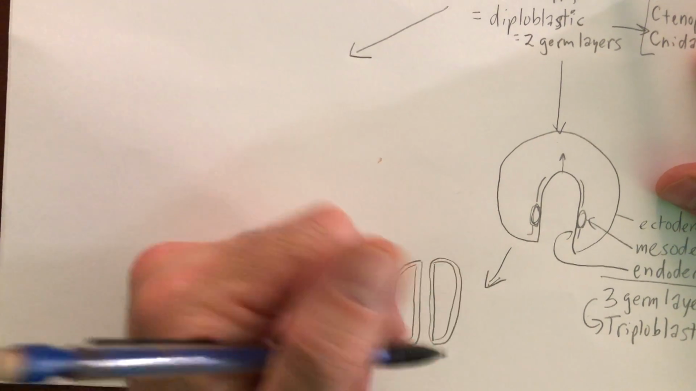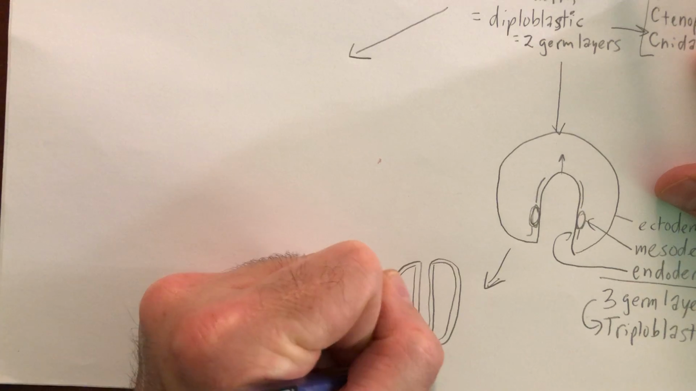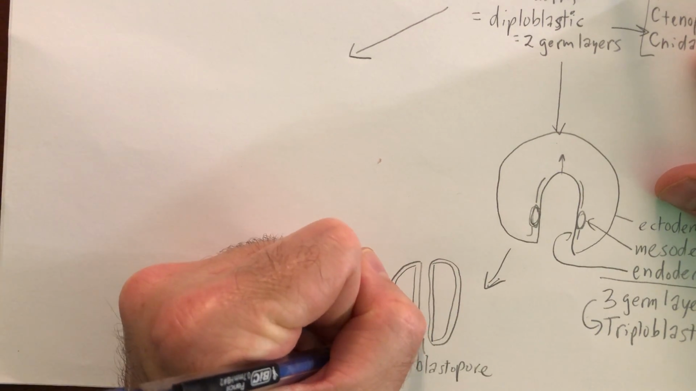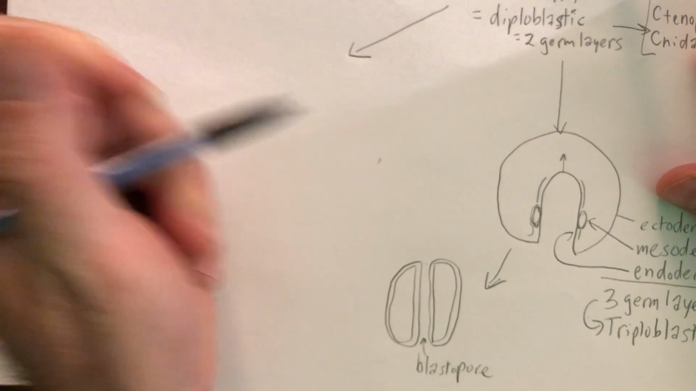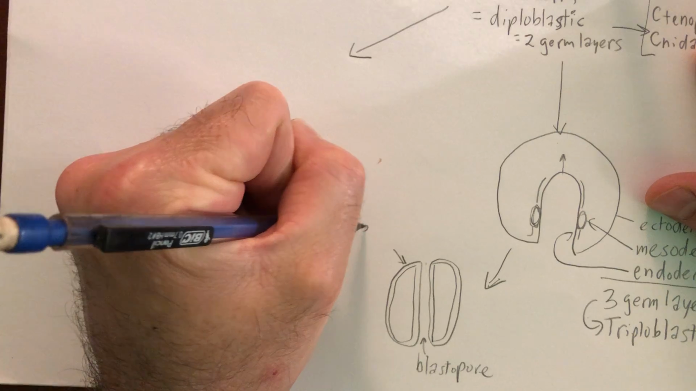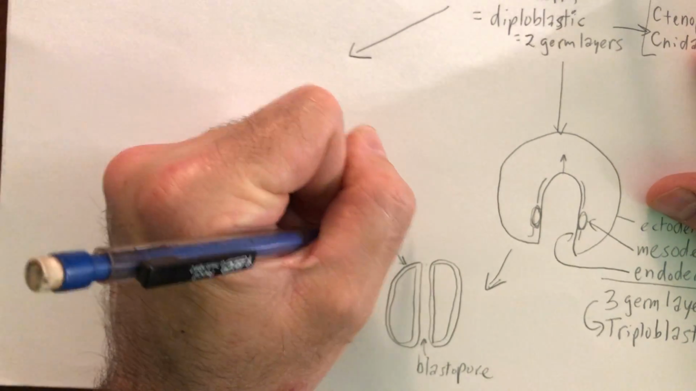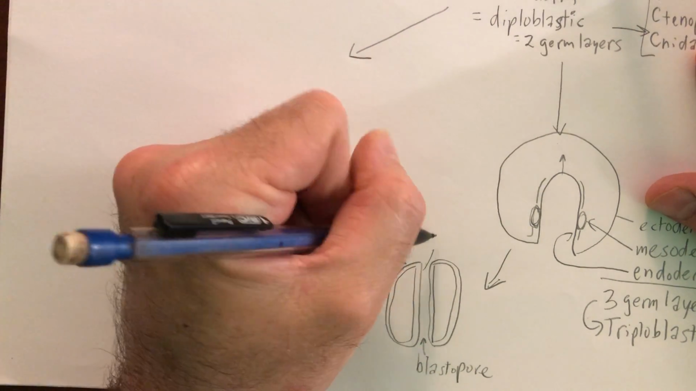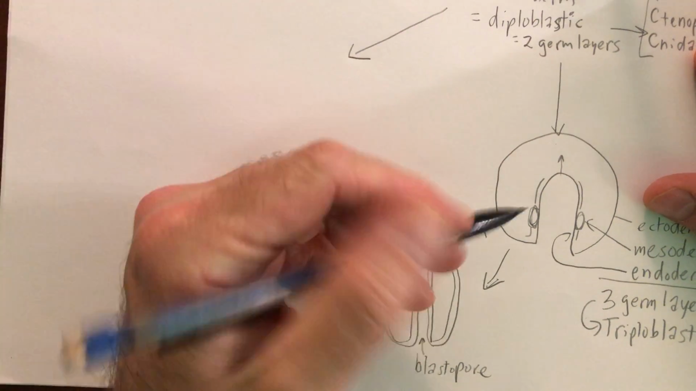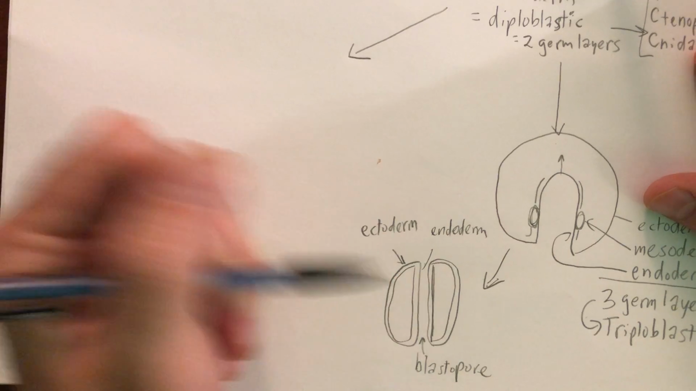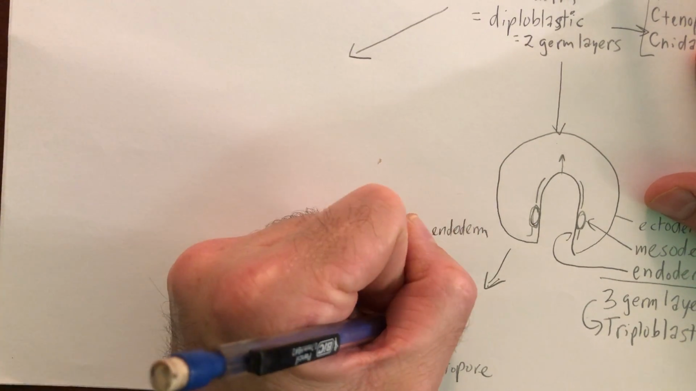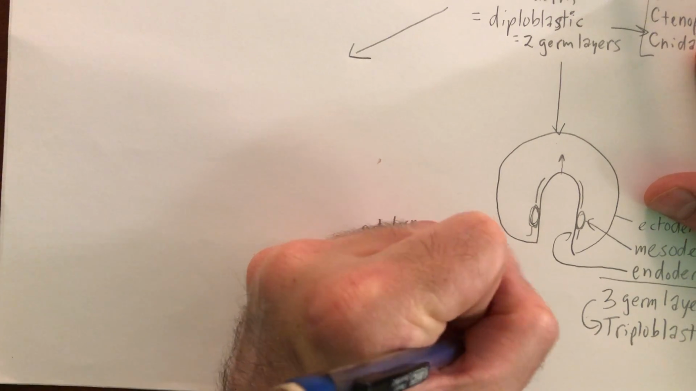So now we've got the blastopore down here, and the archenteron is poked all the way through, and we've got ectoderm, and we've got endoderm, and now all inside of here, this cavity, the blastocele, is now completely lined with mesoderm.